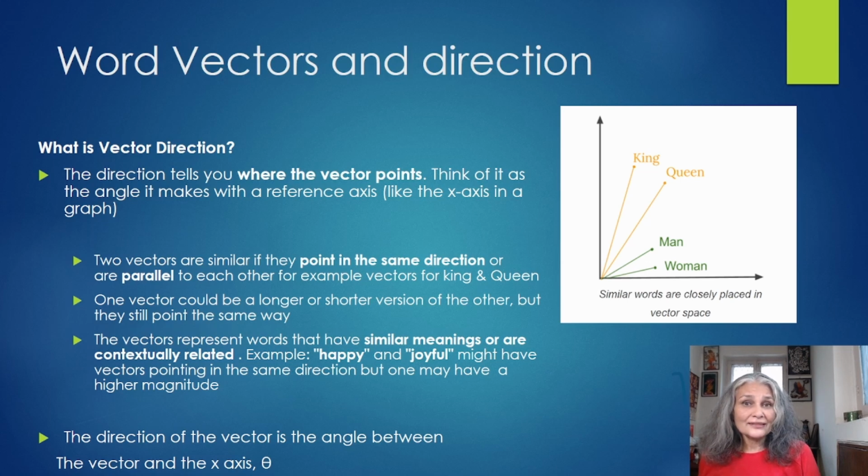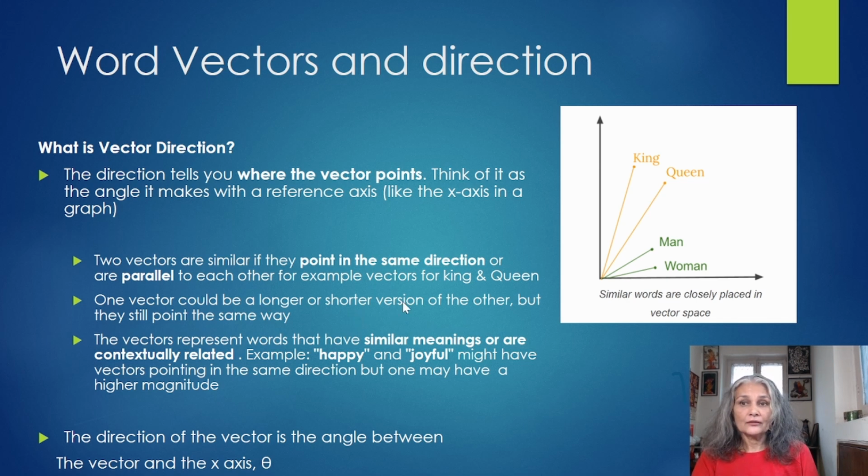Now, word vectors and direction. What is a vector direction? The direction tells you where the vector points. Think of it as the angle it makes with a reference axis, like the x-axis in this particular graph. Two vectors are similar if they point in the same direction or are parallel to each other. For example, king and queen seem to be somewhat similar as they are pointing in broadly the same direction. Similarly, man and woman are also pointing in a somewhat similar direction. So they are somewhat similar.